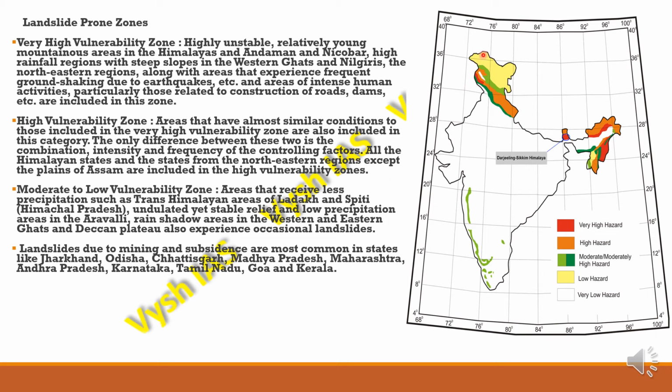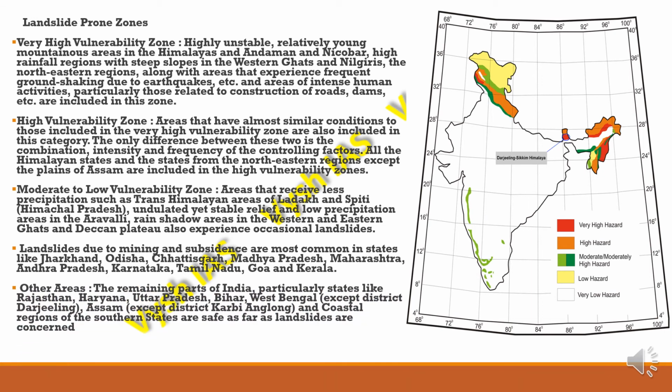So you can see in the picture, the very high ones are in red. You can see in the northeast, then over here in the Himalayan region, and very high zones are also present here. So mainly it is wherever the mountain ranges are, and in the Western Ghats also, we know it is a series of hills. So again, hilly type areas.